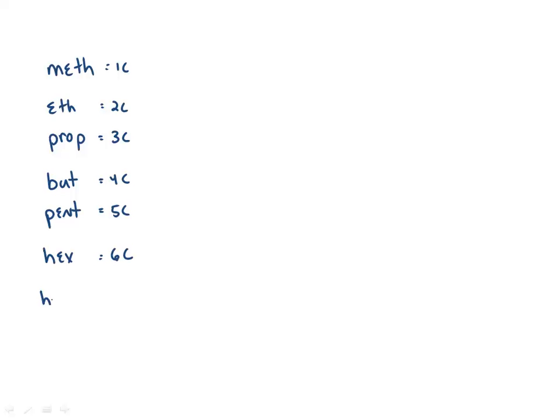Okay, so meth, eth, prop, but, pent, and so on. We're counting to 10 only. So this is 1 carbon, 2 carbons, 3 carbons, 4 carbons, 5 carbons. Hex is 6. Hept is 7. Oct is 8. Non is 9. And dec is 10.